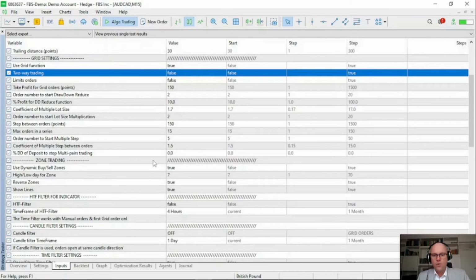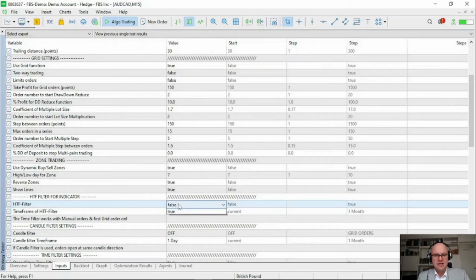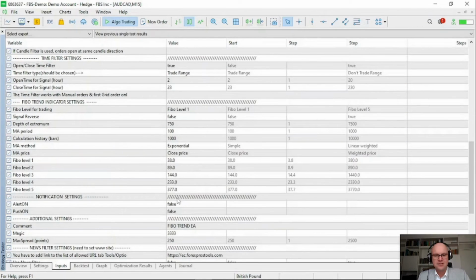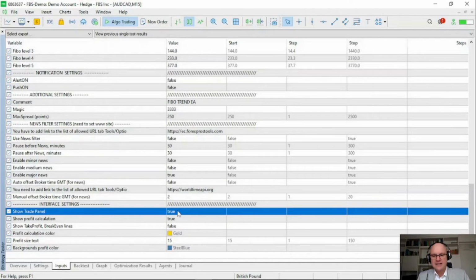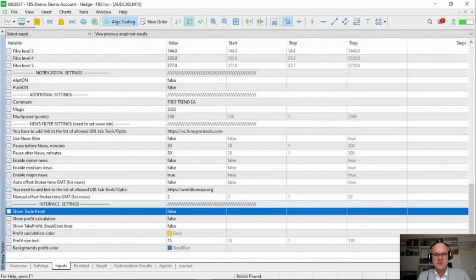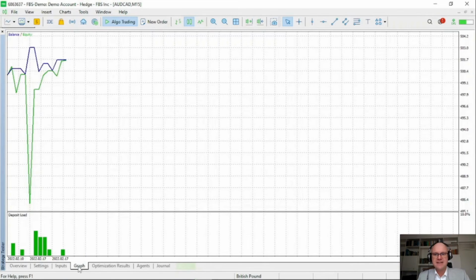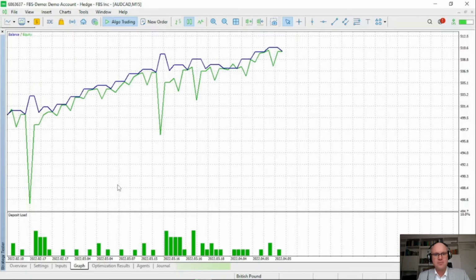Something else that I would like to change is to incorporate the higher time frame filter. So for the 15-minute time frame that we are currently trading, I'm going to use the 4-hour higher time frame filter. Lastly, for the purpose of testing, I'm going to unselect the trade panel and the profit calculation options. The reason for doing this will decrease our testing time and save us some time if we'd like to optimize it more for our specific broker.